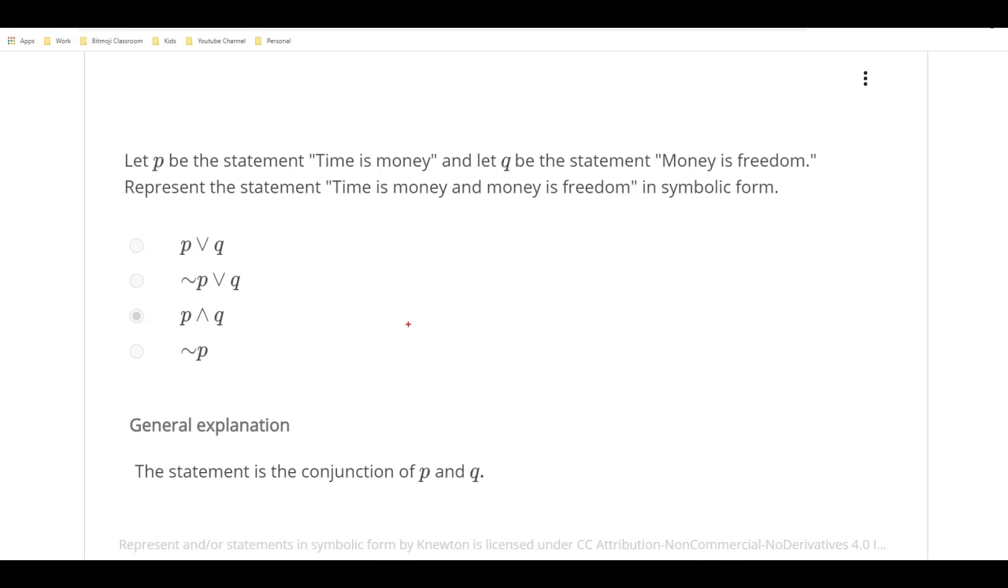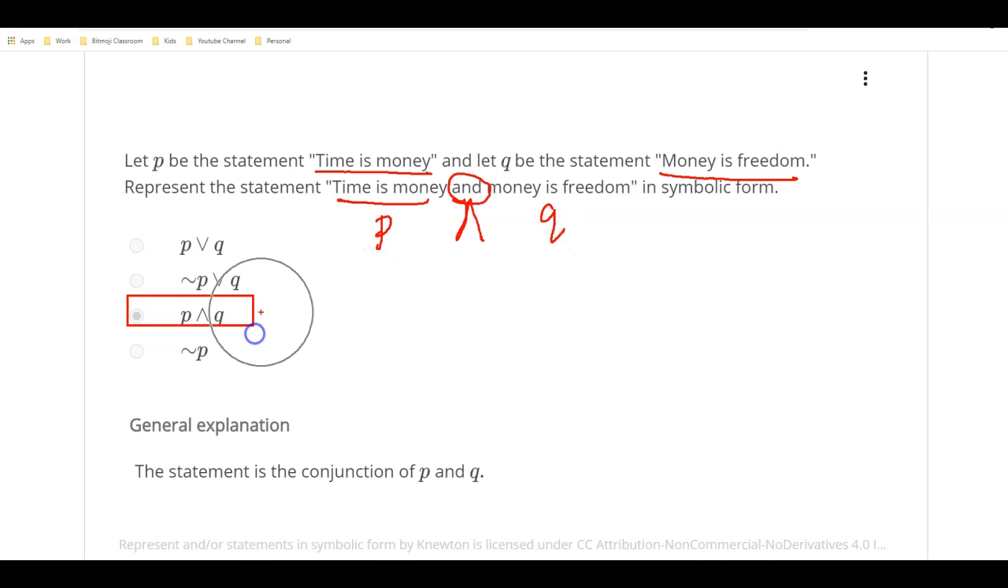Let's go ahead and take a look at this one here. Let P be the statement, time is money. That's true. Let Q be the statement, money is freedom. That is absolutely true. So which statement represents time is money and, inverted V, money is freedom. So plop, P, money is freedom is Q. My only option is P and Q. Again, please make sure you review these symbols where V stands for or and inverted V stands for and. Always have them written down so you're not confused.